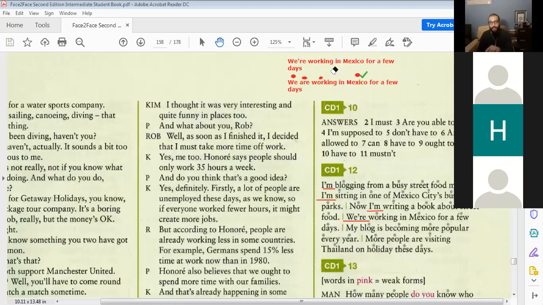And this is even different from we are working in Mexico. What do you think this means? We are working in Mexico. Means that we are working, not playing. We're not tourists. We're working in Mexico. This is work. So you can see how important stress is, right? And that's why it's very important to, if you see a contraction, use a contraction, don't divide it.